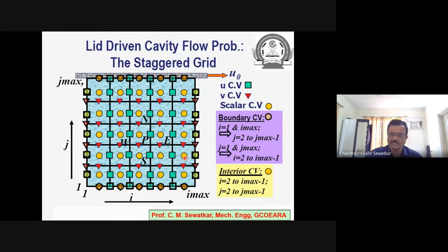flow problem also. The sole purpose of this particular MOOC is that you should be made at least acquainted with this methodology, and you should take up this particular activity of writing your code with the help of maybe your own students.